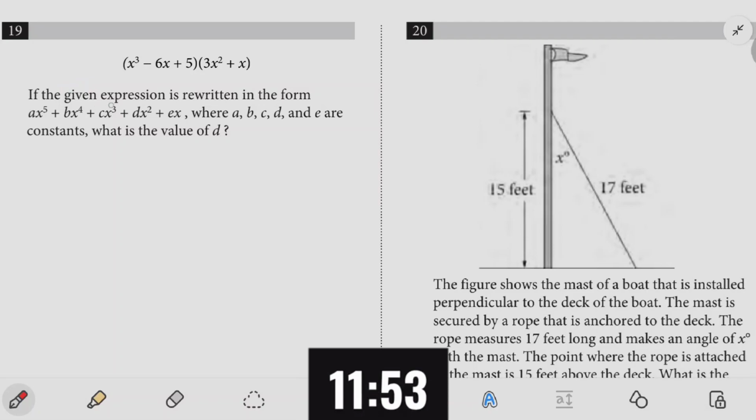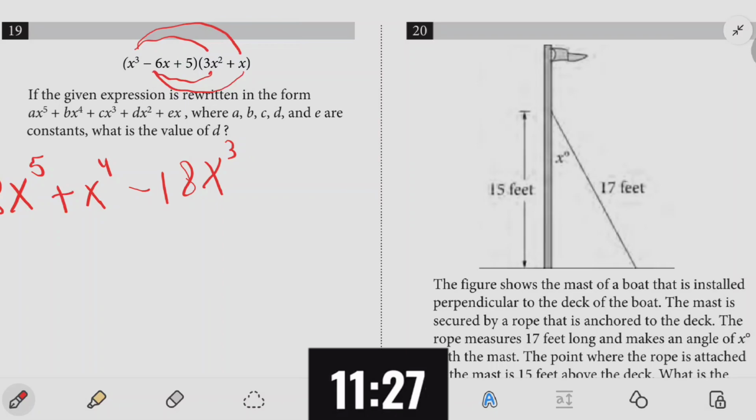Oh crap, a given expression is rewritten in the form ax^5 + bx^4 + cx^3 + dx^2 + ex. Oh, that's so easy, you just distribute. 3x to the 5th. Let's distribute this one here, now this one here. Plus x to the 4th. Now let's distribute this one here and this one here. So that's negative 18x cubed, and then negative 6x times x, that's negative 6x squared. And then we're dealing with 5 here and 5 there. It's plus 15x squared and plus 5x.